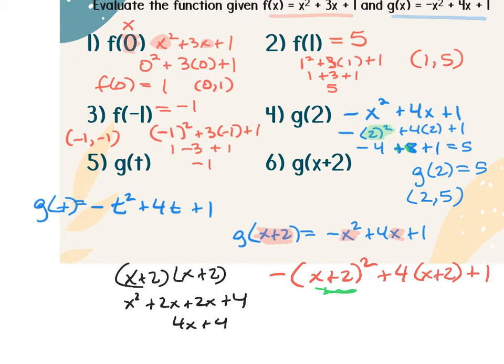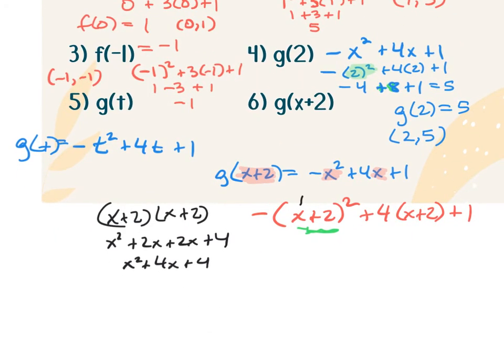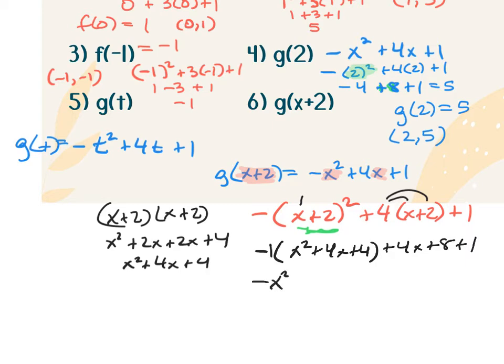If you only square the x and square the 2, you're missing out on that middle term. So a lot of people are still messing that up. Do not just square this and square this. You've got to write it 2 times and FOIL it or memorize the pattern. So now this becomes negative, and then the x squared plus 4x plus 4. And then over here, I'm going to distribute the 4. So plus 4x plus 8 plus 1. Now I have to distribute this negative sign, or think of this as a negative 1 that I'm multiplying everything by.